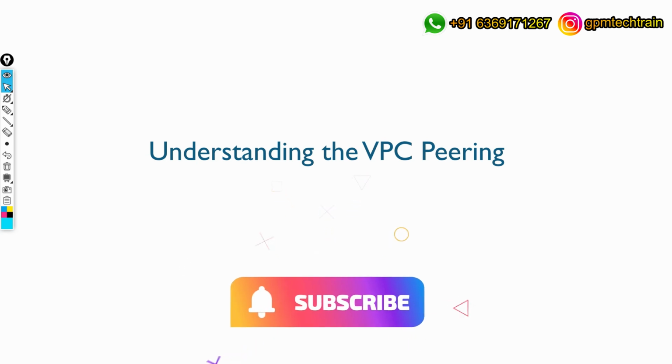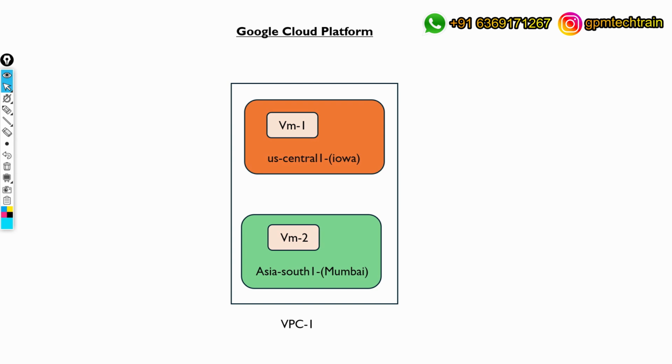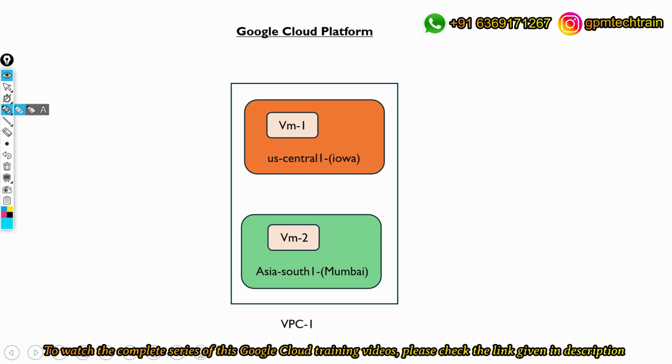Understand how VPC peering works. Before understanding VPC peering or its functions, first let's understand how communication happens within a VPC and from VPC to VPC. In other words, communication between different VMs within a VPC, or between VMs from different VPCs. So this is scenario one, where we have one VPC.